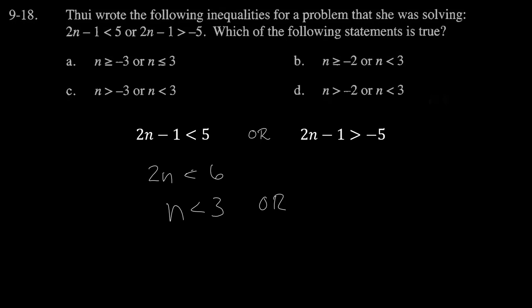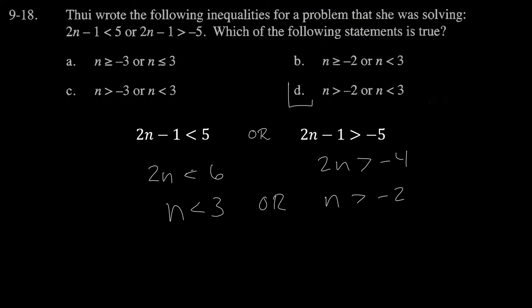And then I've got or joining those, so I'm going to have 2n is greater than, if I add 1 to both sides of that, that's going to become negative 4. And then if I divide both sides by 2, I'm going to get that n is greater than negative 2. So we should have n is greater than negative 2, or n is less than 3. I think it should be D.